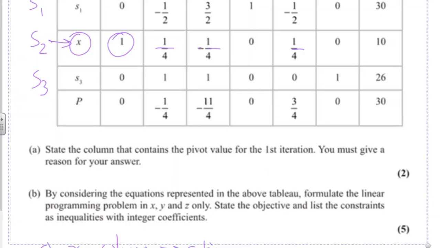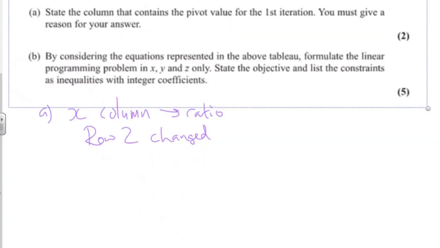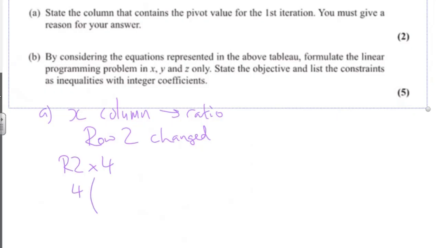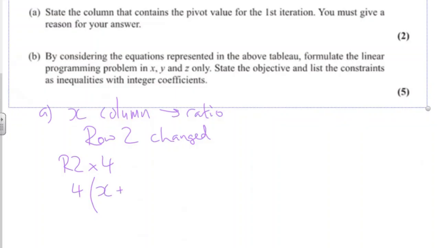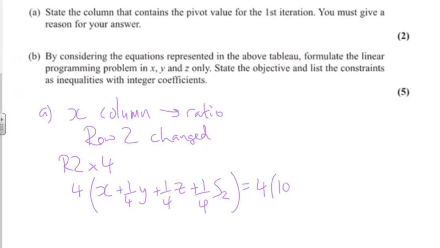And if you think about it, the first row would have had an S1 in it, the second row would have had an S2 in it, and it would have had a value of 1 lot of S2. So to reverse it, to make that quarter go back to a 1, I want to do row 2 times 4. So I want to do 4 lots of X plus a quarter Y plus a quarter Z plus a quarter S2 is equal to 4 lots of 10.